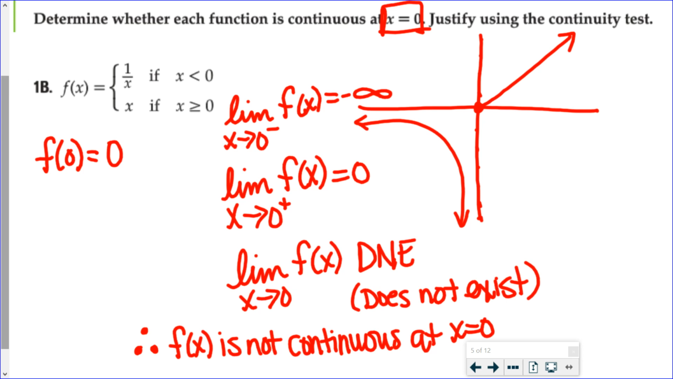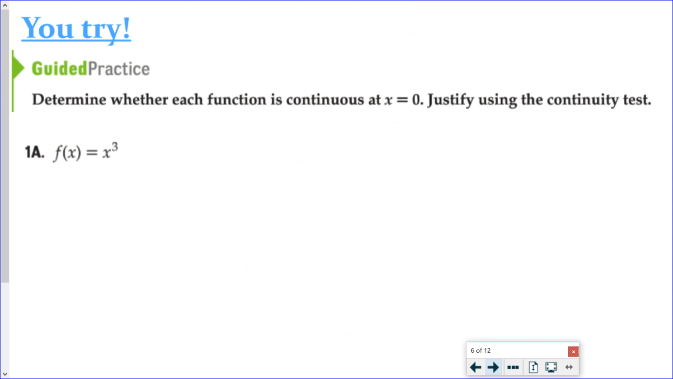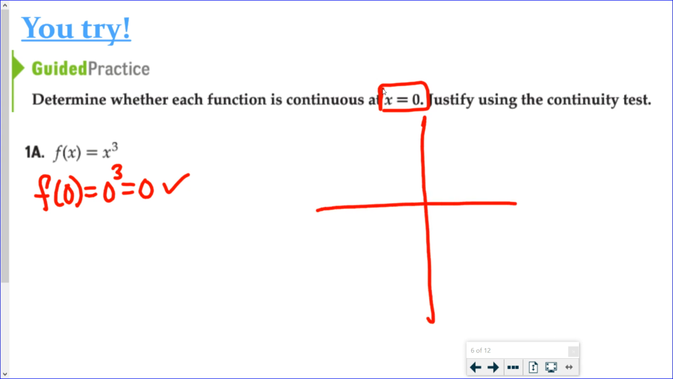at x equals 0. Let's do one more example for continuity. Here's f of x is equal to x cubed. First check. Does f of 0, because we're talking about at 0 again, does f of 0 exist? That would be 0 cubed, which is 0. It exists. Here's our graph for x cubed.